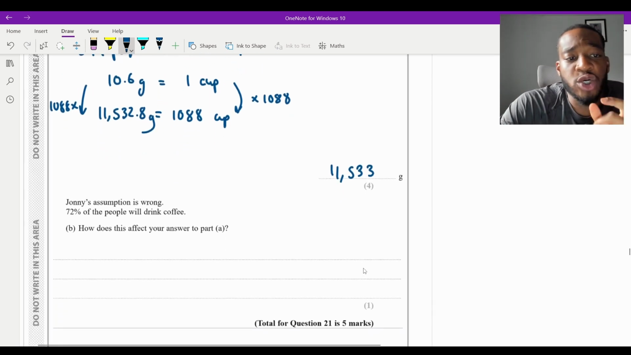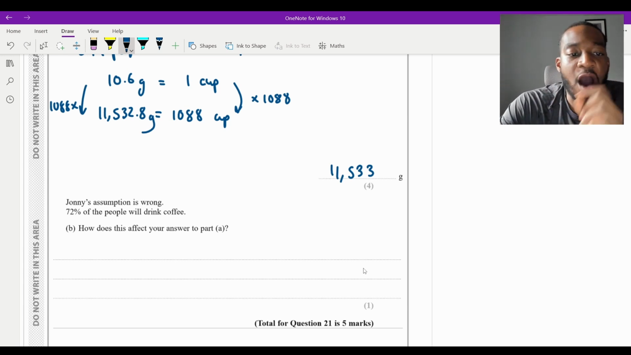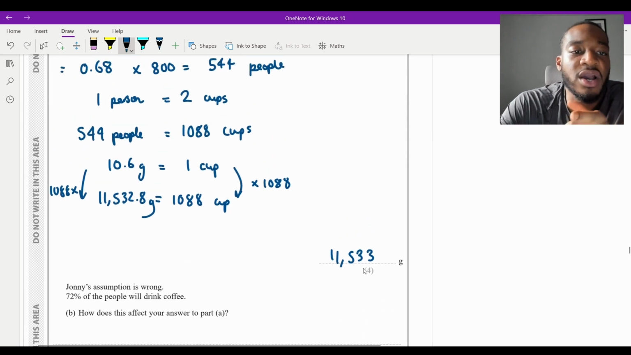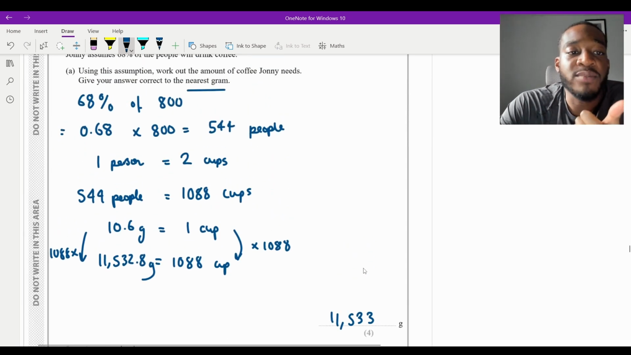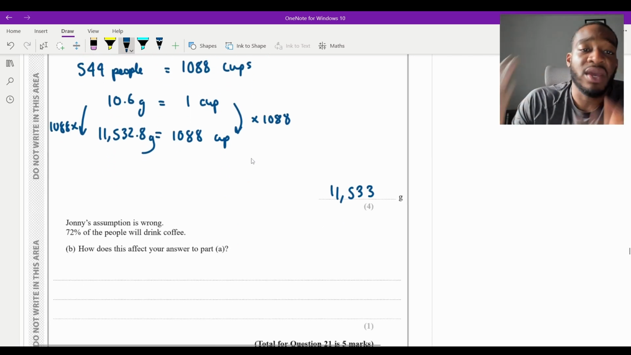Now, part B says Johnny's assumption is wrong. 72% of the people will drink coffee. How does this affect your answer to part A? So, what did we work out in part A? We worked out how many grams are needed for Johnny's assumption, in terms of 68% of people, which was 544. If this percentage is increasing, that means there's going to be more people, which means that we're going to need more cups of coffee.